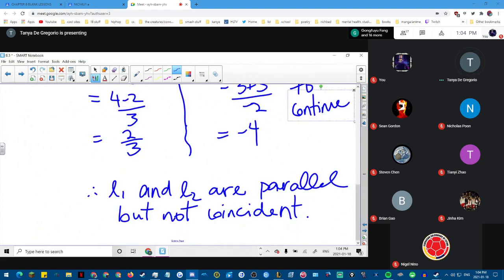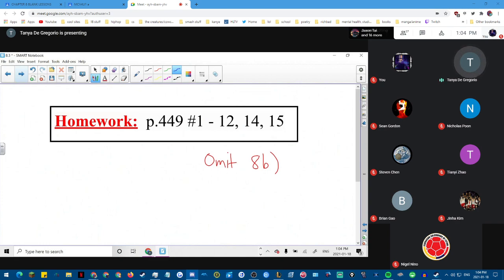Okay. Good. And that's it for this section. So your homework is page 449, 1 to 12, omit 8B, 14 and 15.